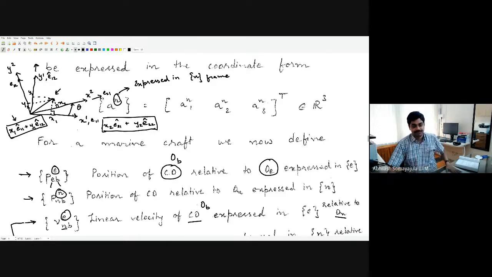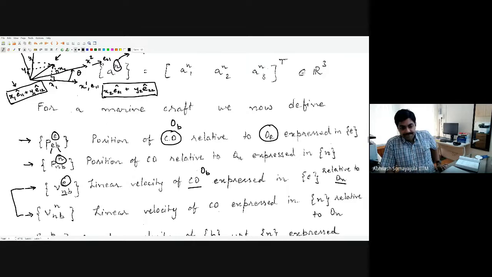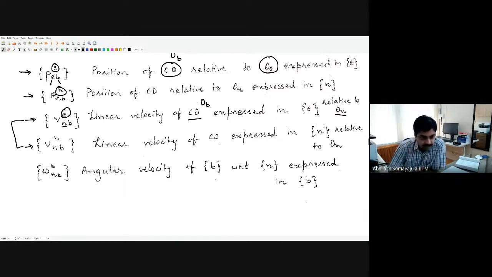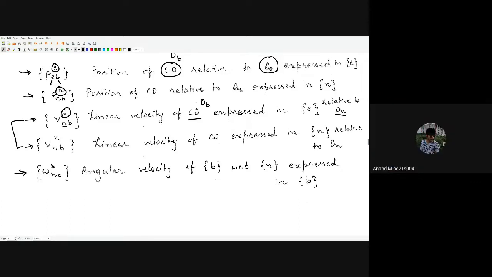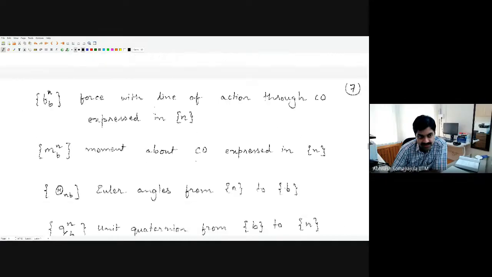All right. Now we also define the angular velocity in the same manner. So omega nb b represents the angular velocity of the body fixed frame with respect to the n frame, expressed in the body fixed frame. Is that making sense now based on whatever we have seen so far? Yes, sir. Okay, all right.